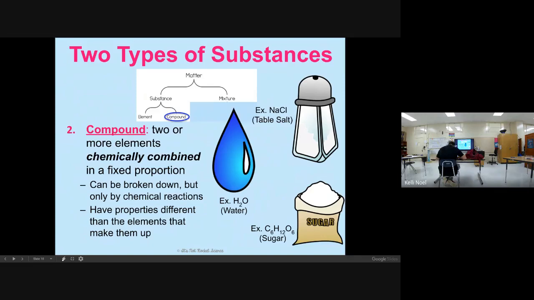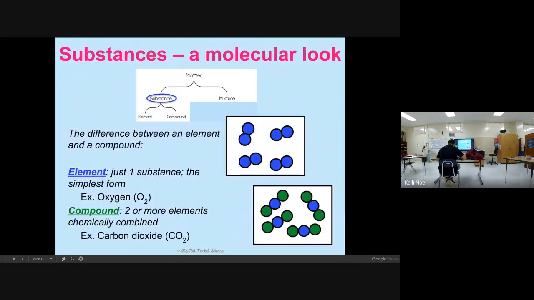So in your notes, compounds are two or more elements chemically combined in a fixed proportion, can be broken down only by chemical reactions, and have properties different than the elements that make them up.